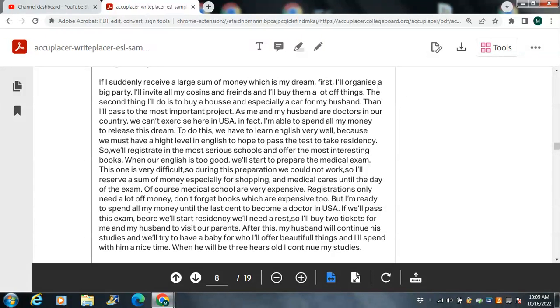Then comes the actual sentence, the complete sentence, or what's called the independent clause. "I'll organize a big party." So we are already ready in our mind to be thinking to ourselves, okay, the next sentence should be associated with a big party, and we'll see how they work.